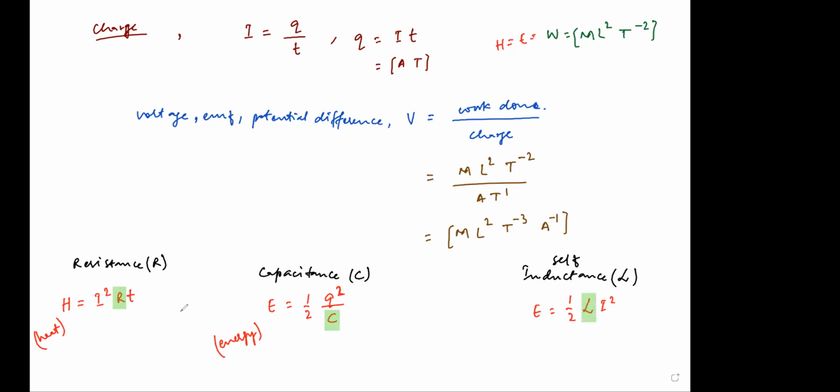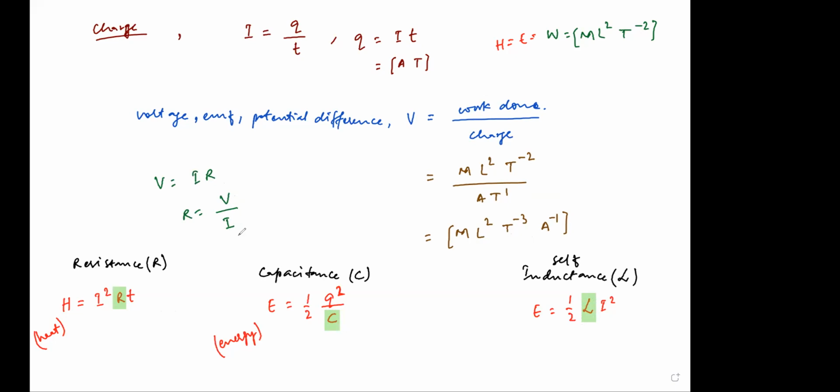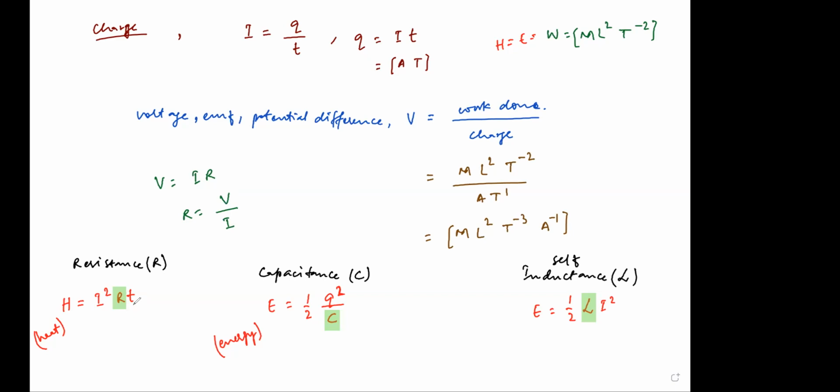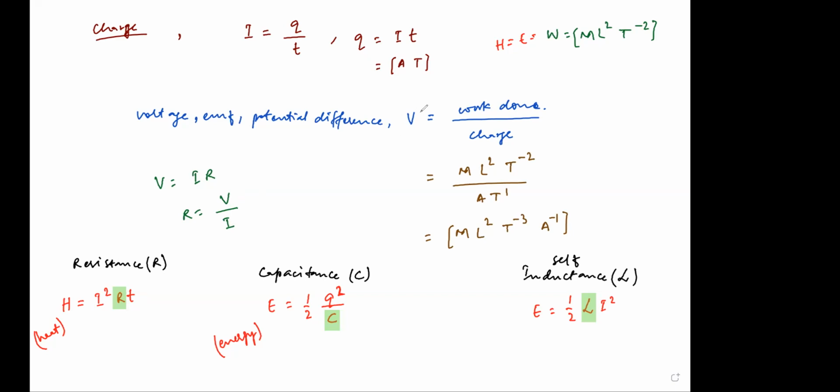So for resistance, we may say V is equal to I into R, so R is equal to voltage divided by current. We have the dimension formula for voltage, as we have just derived, and we have the dimension formula for current, which is just a fundamental quantity measured in terms of ampere. Sir, I is current, and what about V? V is the potential difference, voltage or potential difference. Oh yes, okay, fine.